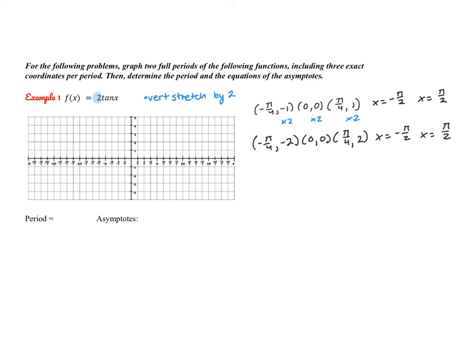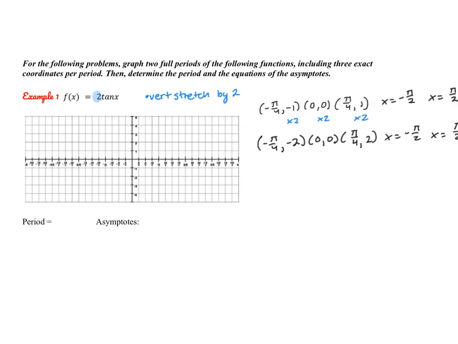So let's start by graphing our asymptotes. I know it's really hard to see in this graph, but it is counting by pi over 4 on my x-axis: pi over 4, pi over 2, 3 pi over 4, etc. So I'll do my asymptotes first with a red dotted line. Here's x equals negative pi over 2, x equals pi over 2.